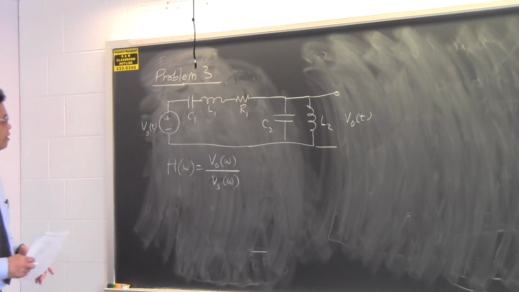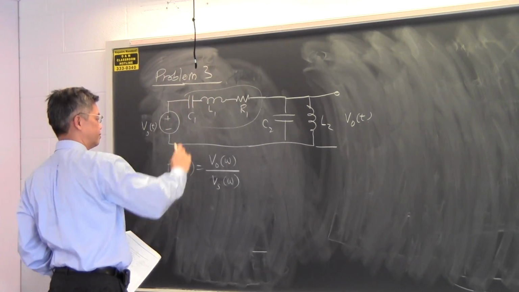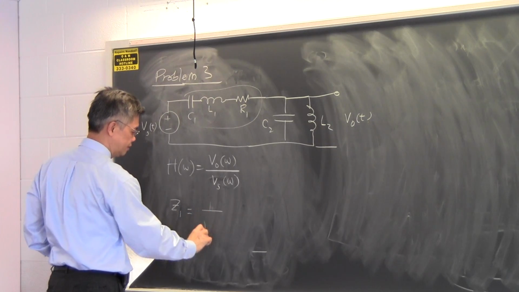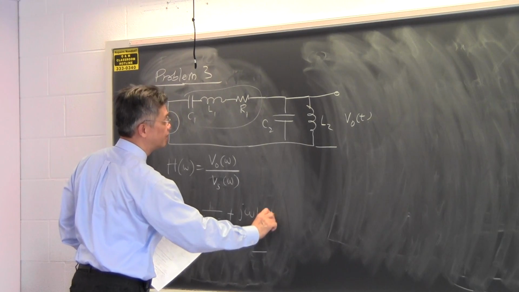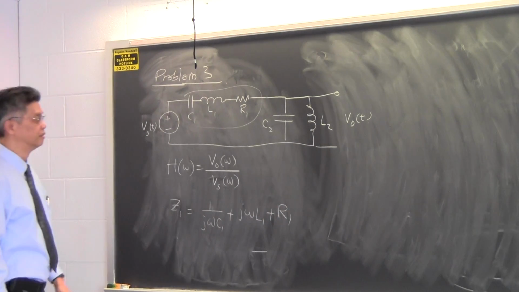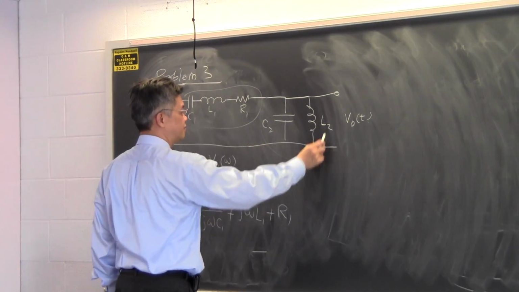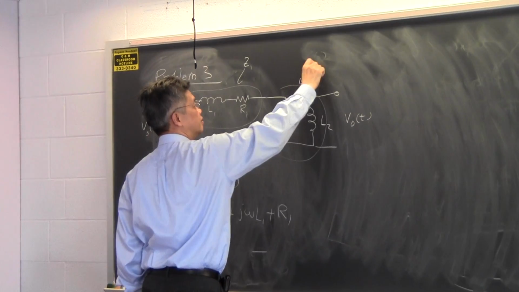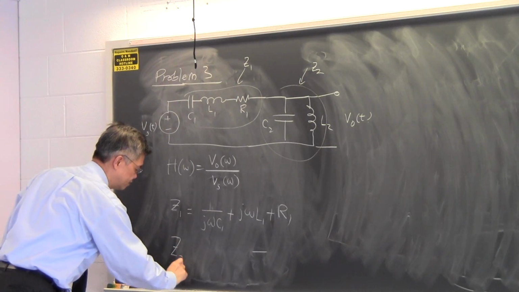Okay? So we can convert this into a phasor circuit and treat this very much like a resistive network. So first we like to find out what the impedance of this part is. Z1 would be equal to 1 over j omega C1 plus j omega L1 plus R1. Okay? And then Z2 is just a parallel connection of it. If I call this Z1, Z2, Z2 is the parallel connection of that.